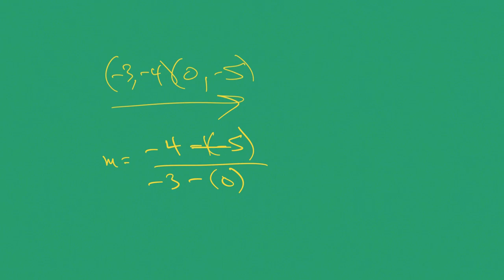So what's negative 4 plus 5? Or what's 5 minus 4? Think of it that way. What's 5 minus 4? 1. Nice. Negative 4 plus 5 is the same thing as 5 minus 4.